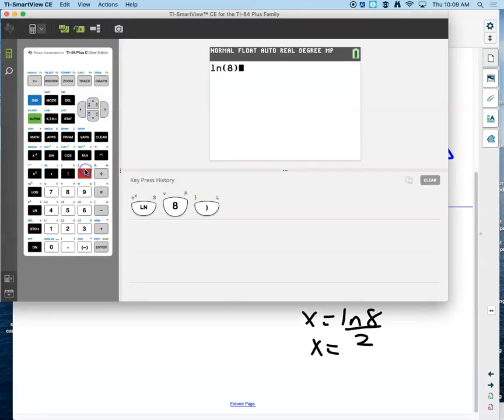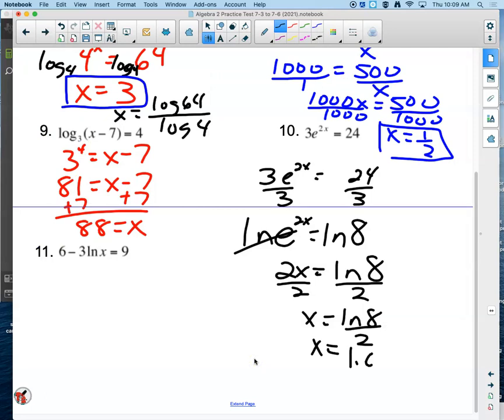Natural log of 8 divided by 2. And don't forget to finish up the parentheses for natural log, or you are not going to get the right answer. Remember, those parentheses are really important. 1.0397. And remember with that one, if you want to check your answer, it'll be close to 24. If you're going to use those 4 decimal places, it won't be exact, but it'll be really close.